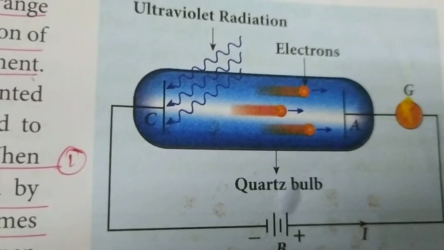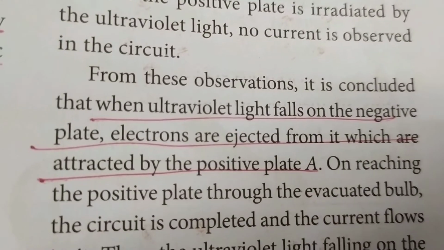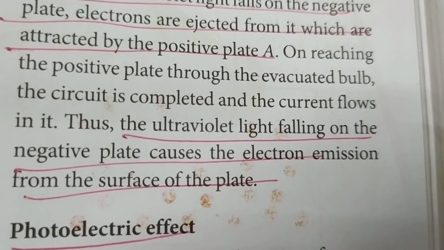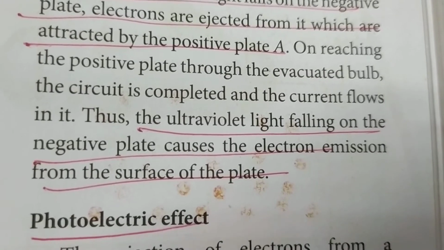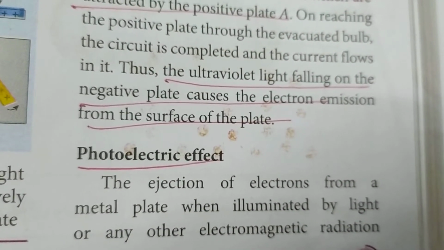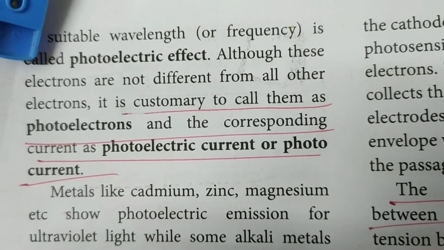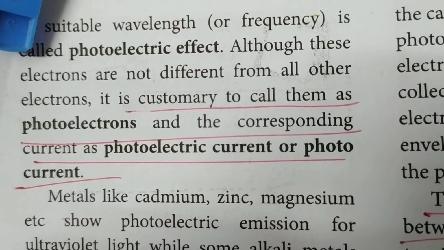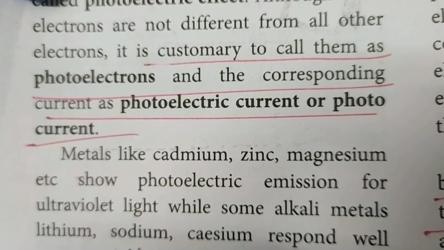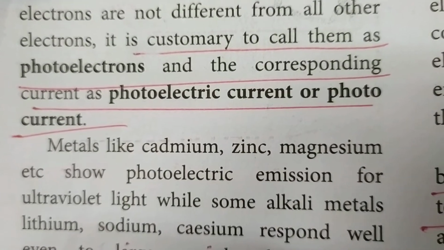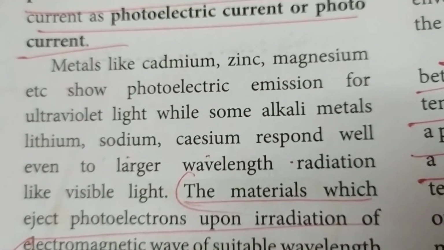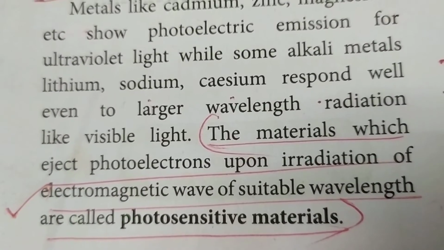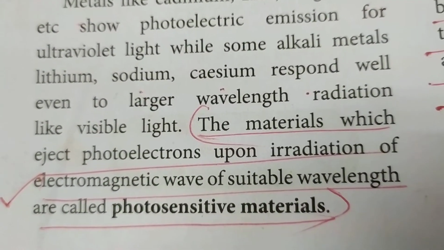And this is the quartz bulb. The experiment is carried out in a quartz bulb, and the main concept is that when ultraviolet light falls on the negative plate, the electrons are ejected. So the ultraviolet light falling on the negative plate causes electron emission from the surface of the plate, and this phenomenon is called the photoelectric effect. The photoelectric effect is a phenomenon in which, when light falls on certain metals, electrons are emitted. These electrons are called photoelectrons, and the current is called photoelectric current, or simply photocurrent. The metals cadmium, zinc and magnesium show this photoelectric effect. Even some alkali metals such as lithium, sodium and cesium also respond well to the larger wavelength.